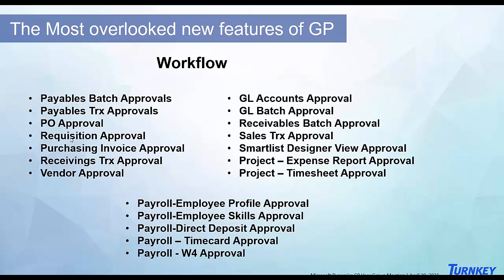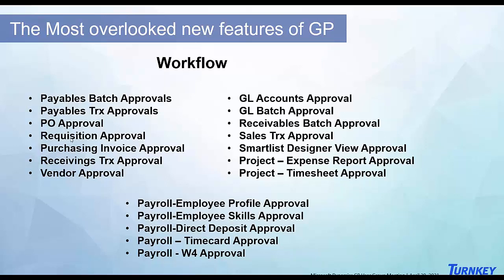In the GL module, we can approve new GL accounts that get added to GP, as well as any GL journal entry batches. You can approve those as well. Receivables, we can approve sales transactions. Smart List Designer View Approval. So this is new to GP 2018. And then if you guys are using Project, we can set up approvals for expense reporting and timesheet approvals in the Project module.